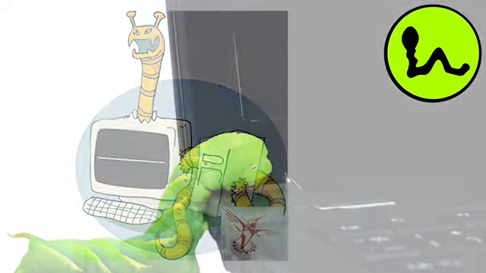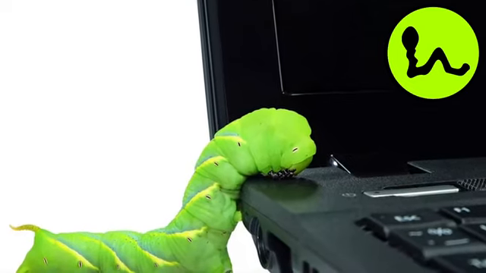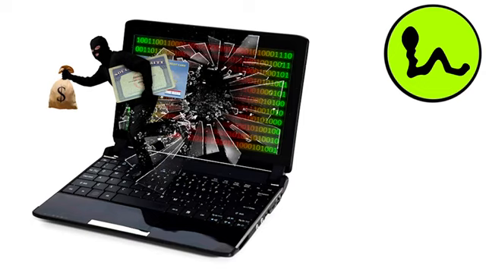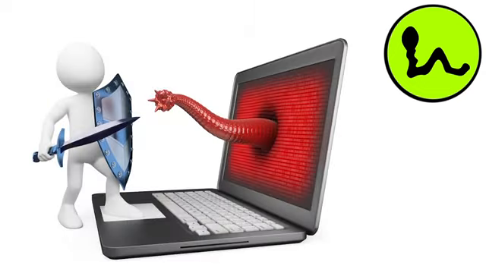Self-propagation. Worms are able to independently distribute copies of themselves through computer networks. They can use various mechanisms, such as sending compromised emails, exploiting network protocol vulnerabilities, or infecting shared resources.